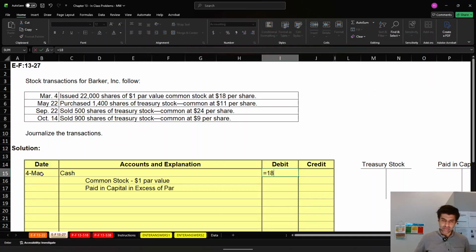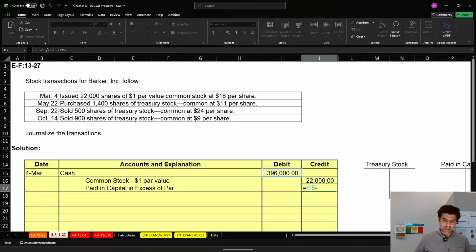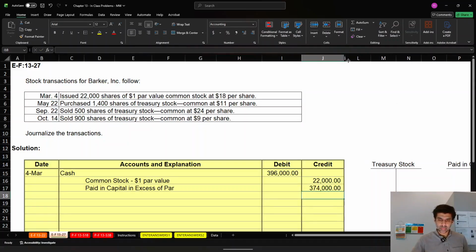So we're issuing the shares at $18 a share, and there's 22,000 of them. So that's how much cash we're bringing in. And of that, 22,000 shares times the par value, which is $1 a share. And then the remainder is going to be paid in capital in excess of par. Okay, so hopefully this was review. We did a whole problem on this before.